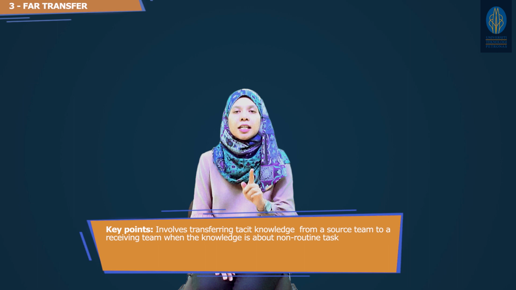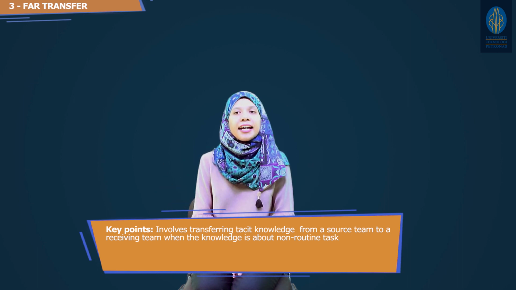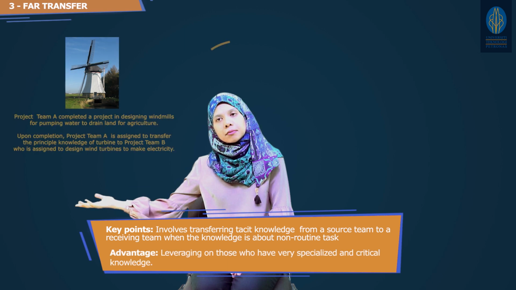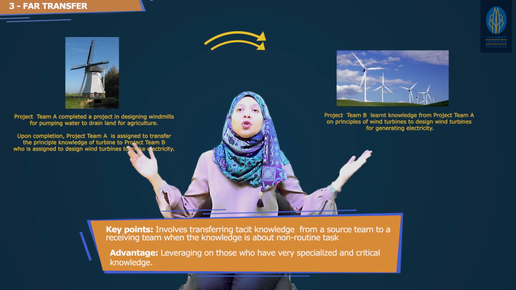The third type of knowledge transfer strategy is known as far transfer. What is far transfer? The key point would be it involves tacit knowledge in this case, and then there's a source team, there's a receiving team, and it involves very non-routine tasks.